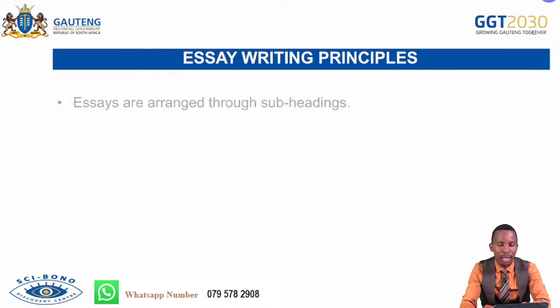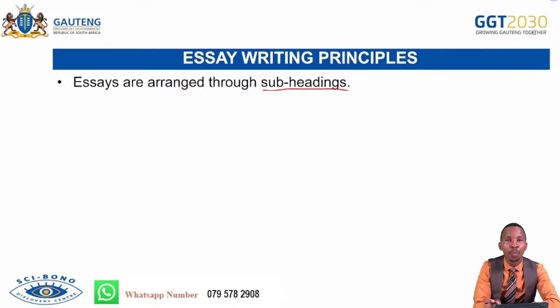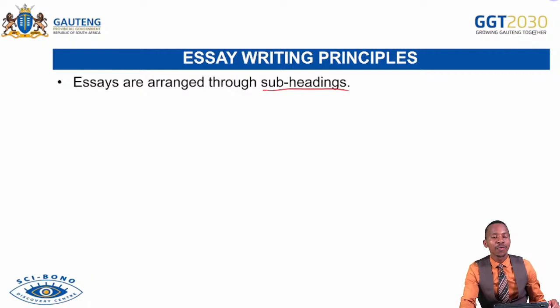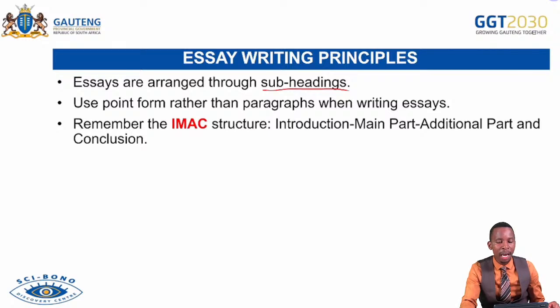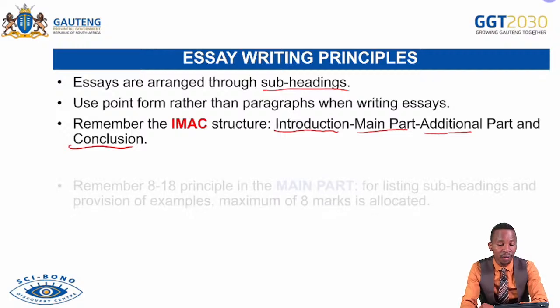So these are the principles that you can use to write the essay. Essay should be arranged in subheadings. You must ensure that you write subheadings when you write your essay so that you can get those marks for lower order in your essay. Use point form rather than paragraphs when writing essays. Ensure that your sentences are written in point form, not in paragraph form. Remember the IMAC structure, which stands for I for introduction, M for main part, A for additional part, as well as C, which stands for conclusion. That is the IMAC that you must keep in your head to ensure that you attend to all of these aspects as you answer your essay.